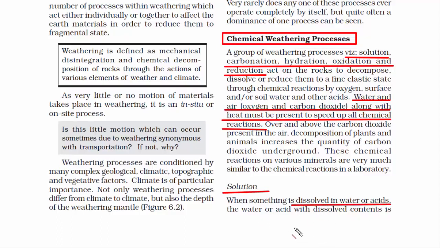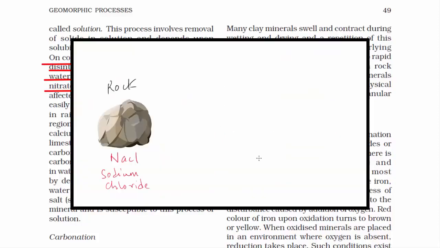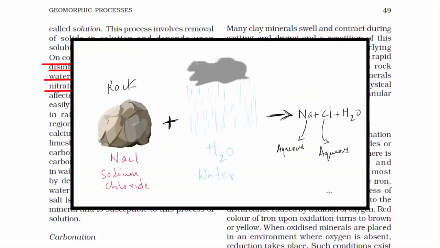It removes the solid part of the rock by dissolving its minerals. It basically splits or disintegrates. Rocks contain minerals like nitrates, sulfates and potassium, and these dissolve in water during rainy climate. Minerals like calcium carbonate separate from limestone, then salt, or as we call it, sodium chloride, separates from rocks through the process of solution.